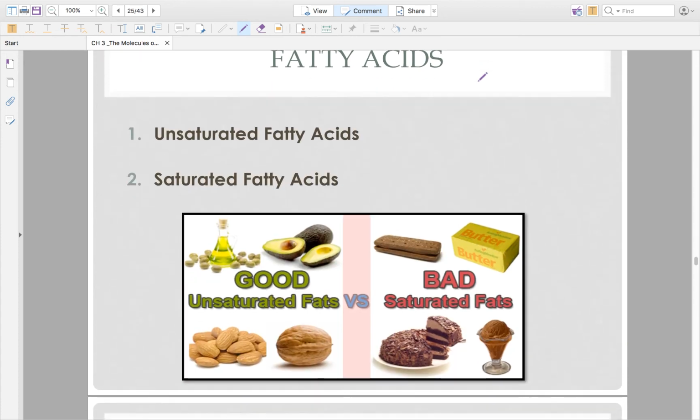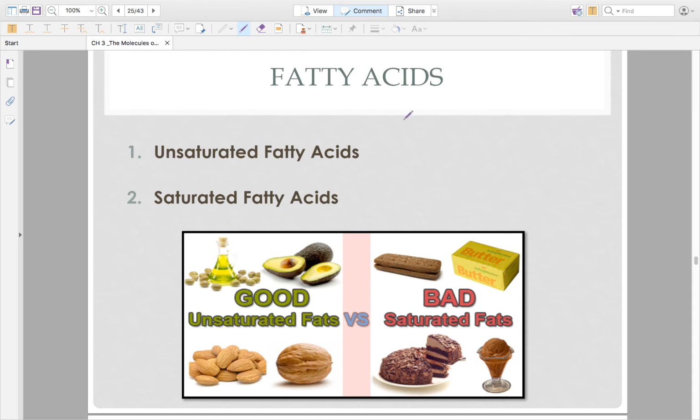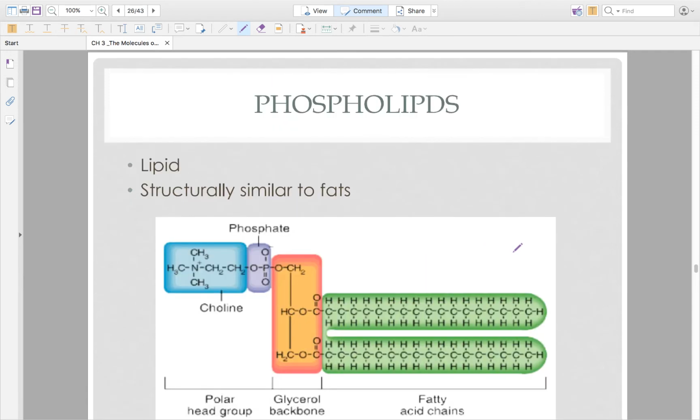This is just a quick picture of what we mean by unsaturated and saturated fats. Everyone should kind of know this just from TV and life. But there we go. See this olive oil and avocado and vegetable oil and nuts, and the bad fats, or butter and lard and things that are solidified.